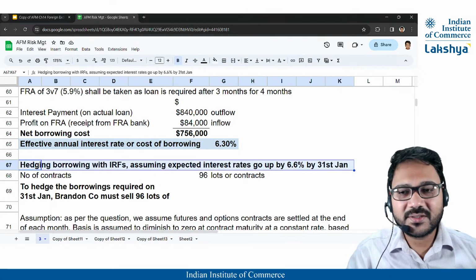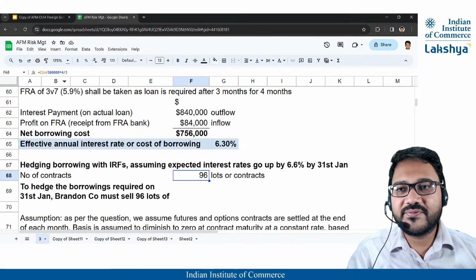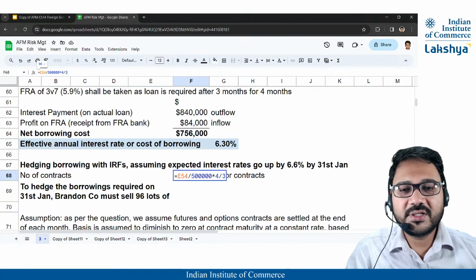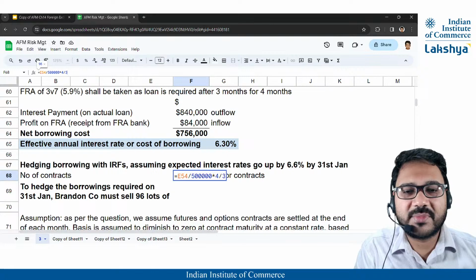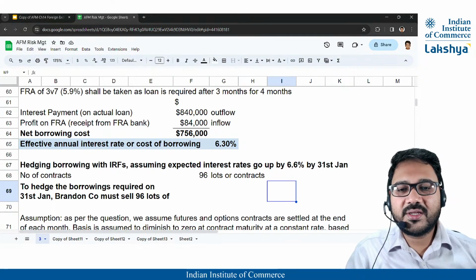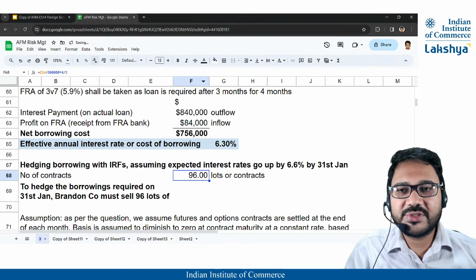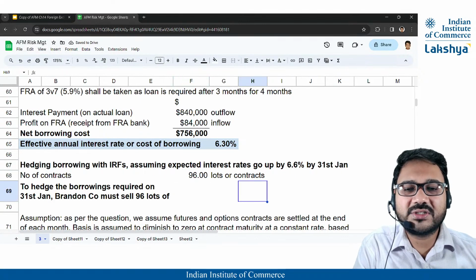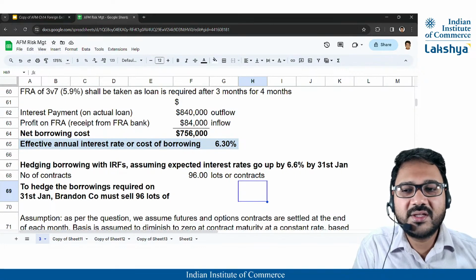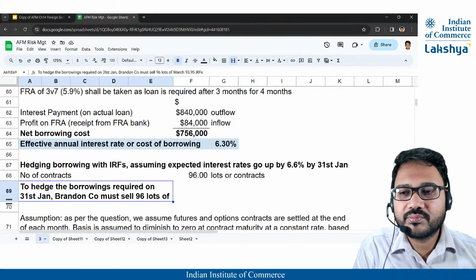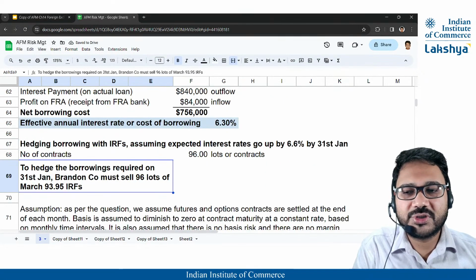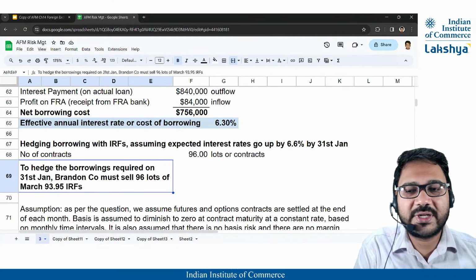So this is kind of like my heading. Okay, so the number of contracts, as I've discussed the formula with you, is the loan amount divided by $50,000 times the period for which I need the loan, that is 4 months, divided by the standard period, which is 3 months. So that way I get 96. Let us just check whether there are any decimals. No, so it's a complete 96 lots that I need to sell. So to hedge a borrowing required on the 31st Jan, Brandon shall sell 96 lots of March futures at a price of 93.95.